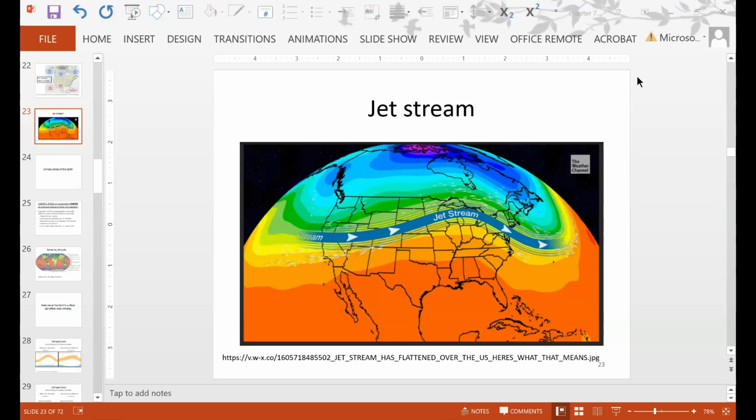This diagram shows you the jet stream, and the air masses south of the jet stream are the warmer air masses, and the colder air masses are north of the jet stream. And like I was just saying, if the jet stream moves a little bit southward, it brings the cold air southward. If it moves a little bit northward, it brings warm air northward a little bit.